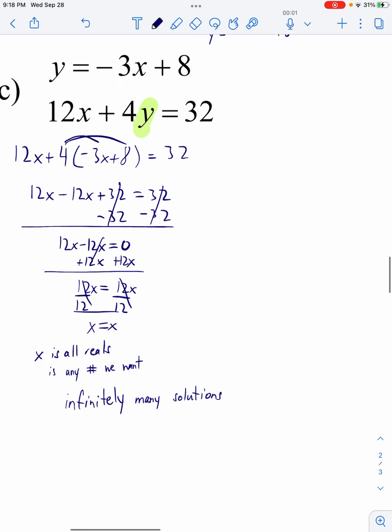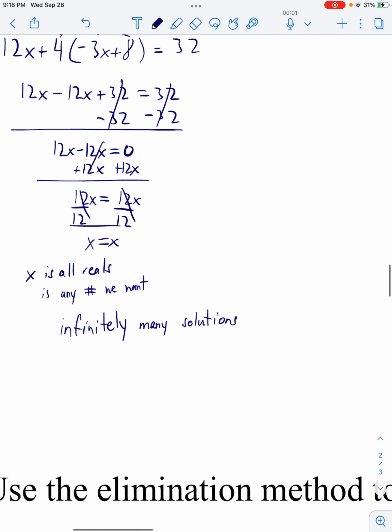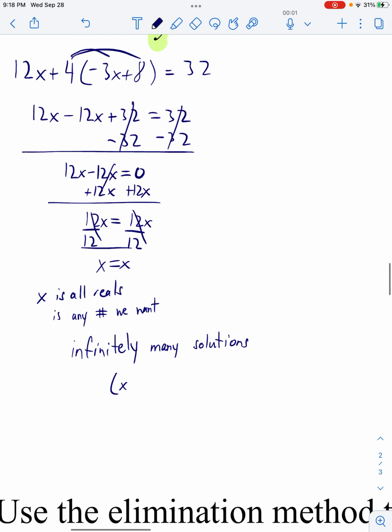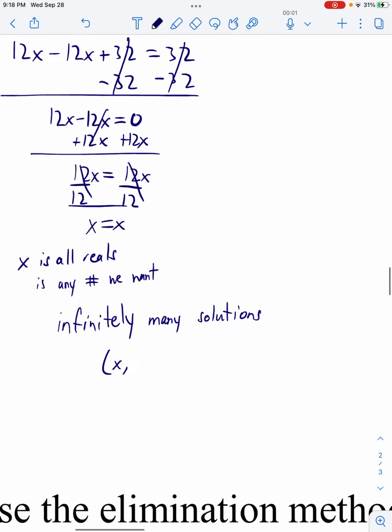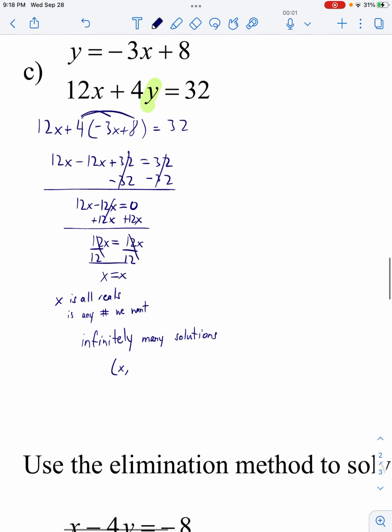You could ask him. So we can either write infinitely many solutions, or another way of writing this is all I have to do is just put x here, because if we can pick x, we want all the ordered pairs such that x equals whatever we want, and y equals negative 3x plus 8.